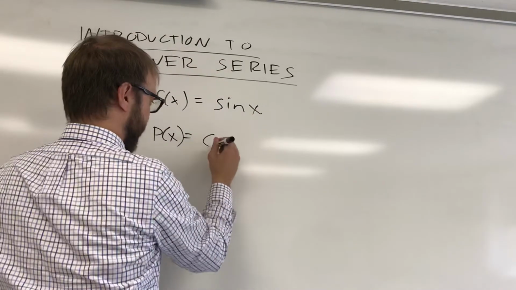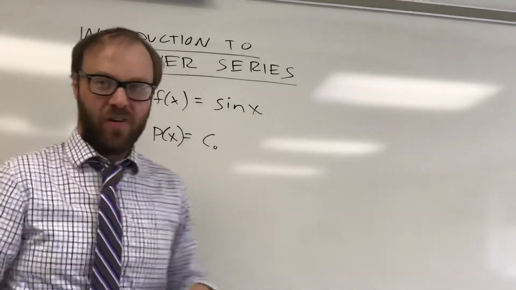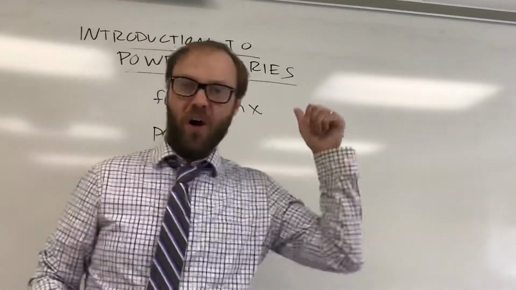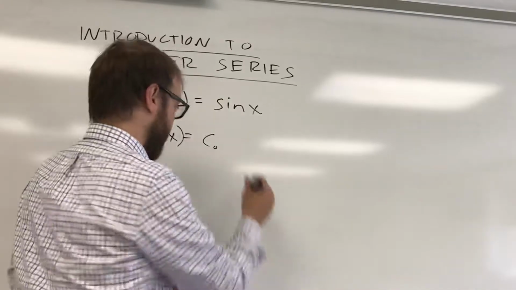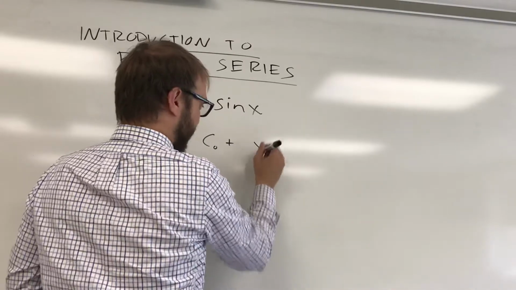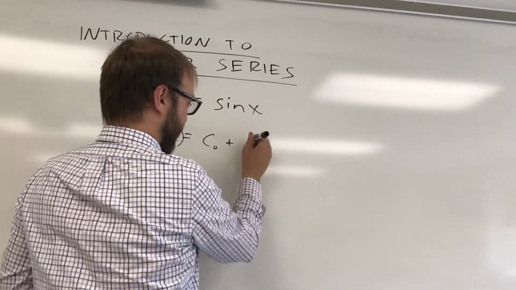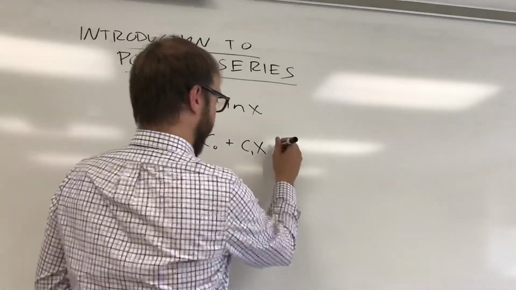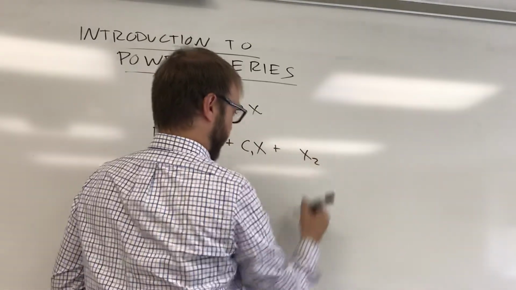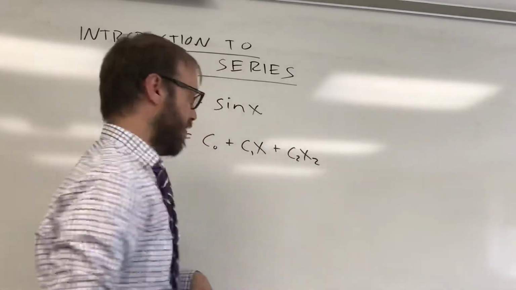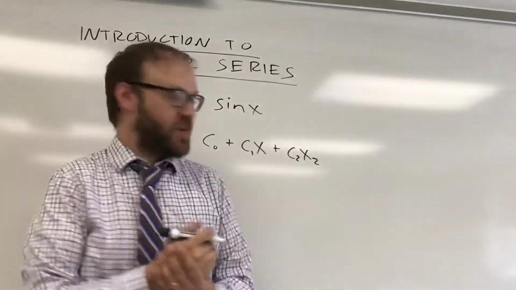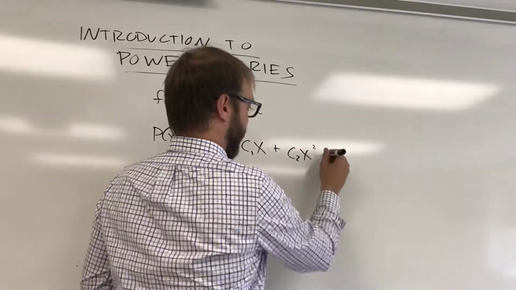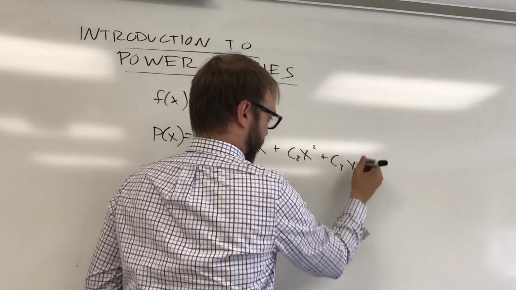A lot of times we'll call that C sub 0 or C naught. We're starting out, maybe it's 5 or 1 or something like that. There may be an x term, and that x term may have its own coefficient. A lot of times we'll use C sub 1. It may have an x squared term, and it'll have its own coefficient. We can call that C sub 2. It may have an x cubed term, okay?